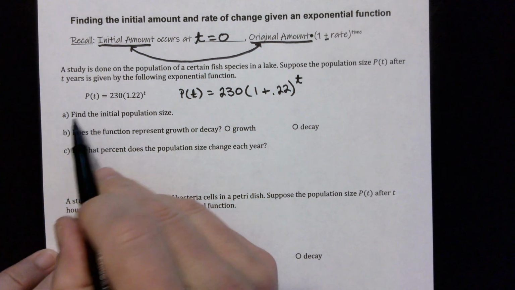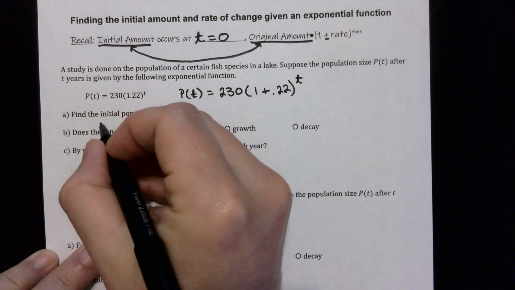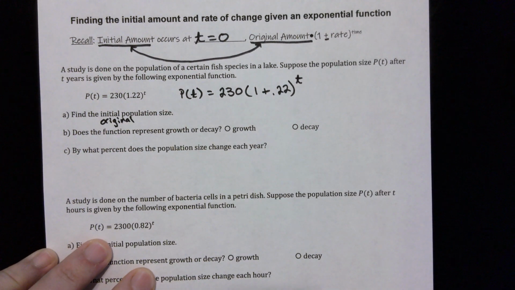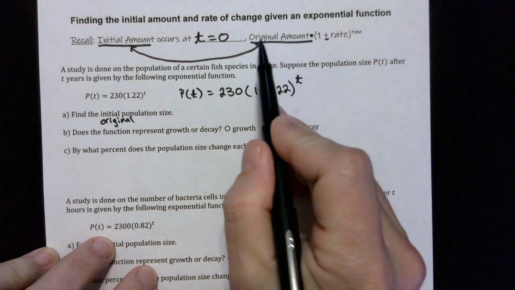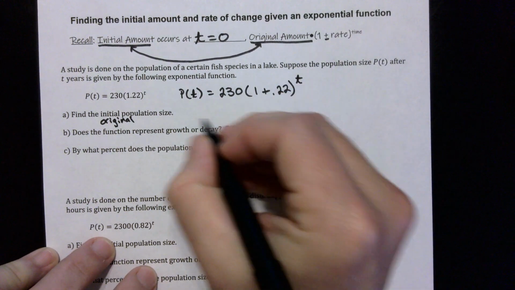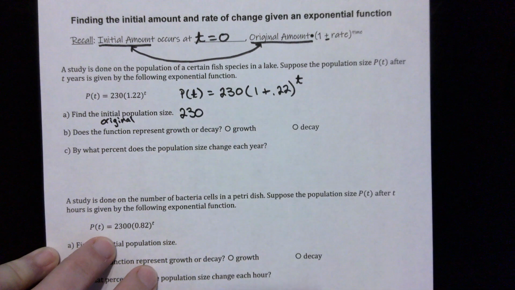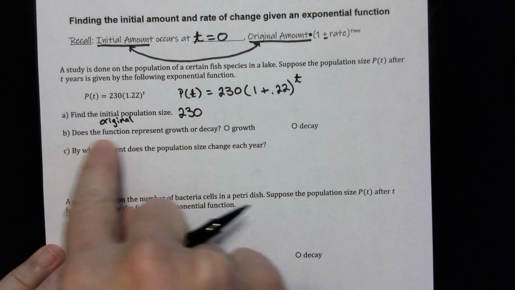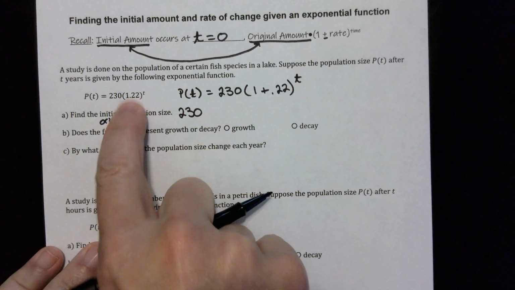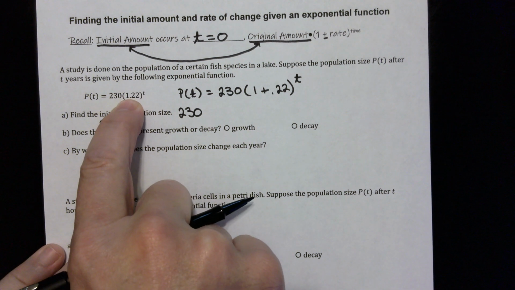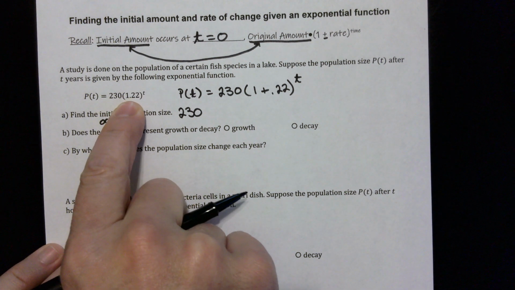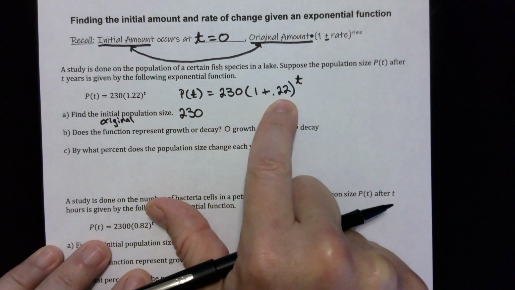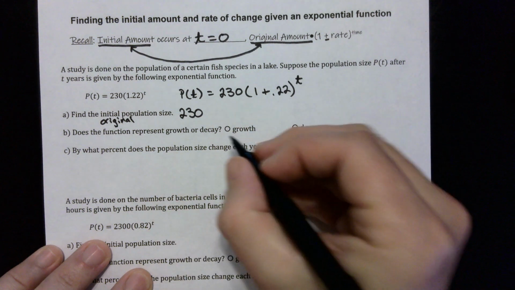So let's answer these questions. A, find the initial, which is also original, population size. That's the number that's out in front of this thing. So that's 230. That was the initial population of fish. And then does the function represent growth or decay? If this number inside is more than 1, it's growth. This is 1.22. That would mean it's growth because you have 100%, that's the 1 right there, and then you're adding this onto it. So it's more. So this is going to be growth.